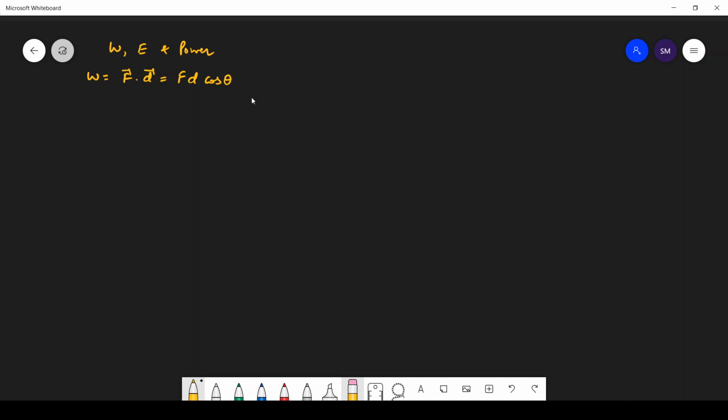So this is where we started our chapter, and then we also wrote this formula as Fx dx plus Fy dy plus Fz dz, meaning the work done by the force Fx when the displacement is in the x direction, work done by the component of force Fy, and then the component of force Fz.